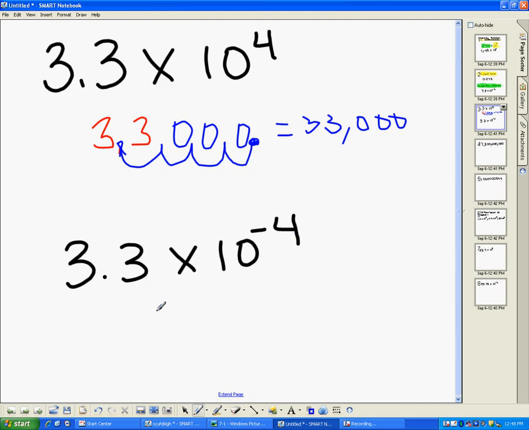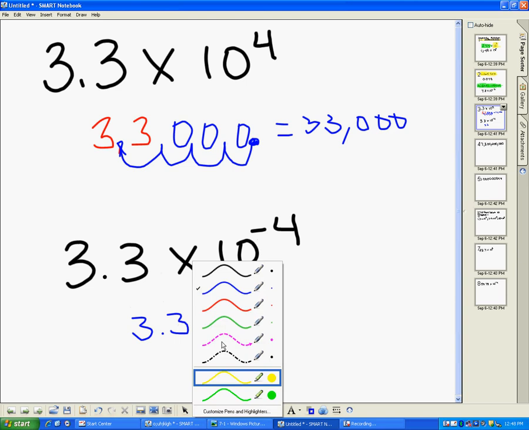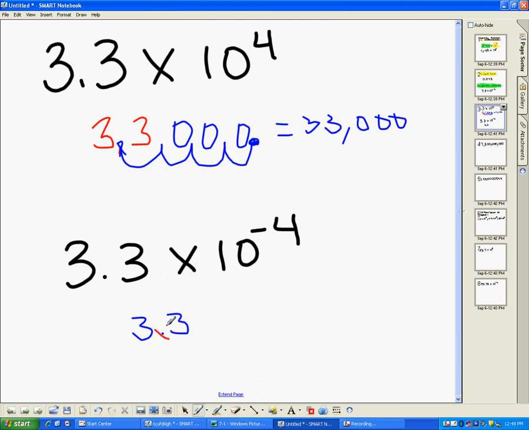3.3 times 10 to the power of negative 4, again, we're going to start with our 3.3, and it's times 10, and since it's to the negative 4, that means I'm going to the left 4. So my decimal is not going to be here anymore. It's going to be 1, 2, 3, 4 places to the left, and I'm going to fill in those empty places with zeros. So this would be 0.00033. And again, if it's a negative exponent, you have a small number. If it's a positive exponent, you have a larger number.